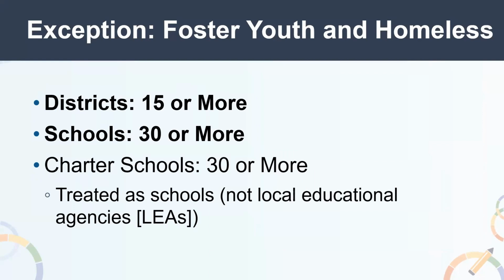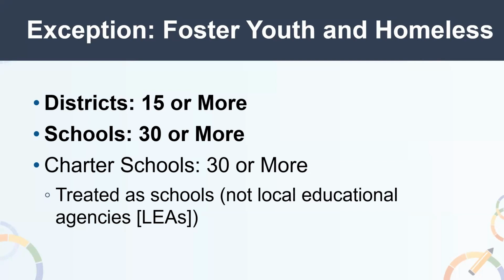There are, however, inside threshold exceptions to the rules I just explained in the previous slides. They apply to foster youth and homeless student groups, as their inside thresholds are different at the LEA and school levels. At the district or LEA level, there must be 15 or more students in the denominator to be reported on the dashboard and held accountable.